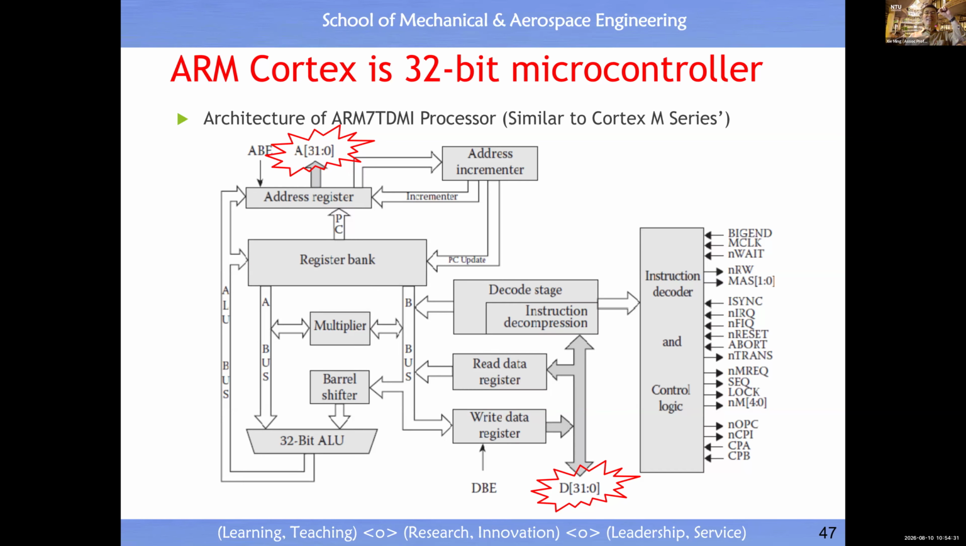D, you see, D is a value of a data. Then you have a value of an address. So A means a value of an address. D here means a value of a data. Both are 32-bit, treated as a vector with 32 values.